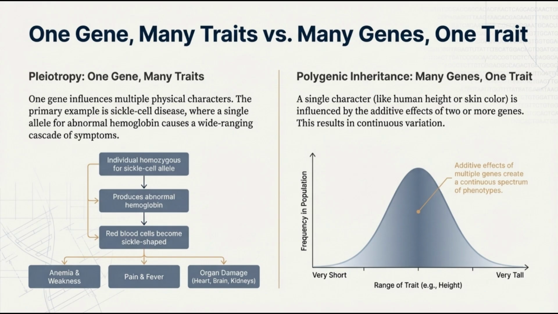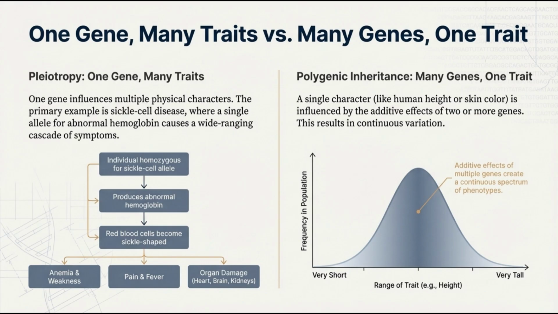And the classic, if tragic, example in humans is sickle cell disease. It's all caused by a single allele that codes for an abnormal hemoglobin protein. Just one tiny change. One tiny change in one protein molecule. And it triggers this devastating cascade of effects. That single mutation causes red blood cells to warp into a sickle shape, which then blocks blood flow, which leads to anemia, weakness, chronic pain, fever, and just widespread damage to every vital organ: the heart, the brain, the kidneys. It's terrifying. It really shows how, in genetics, the smallest error in the blueprint can cause system-wide failure.